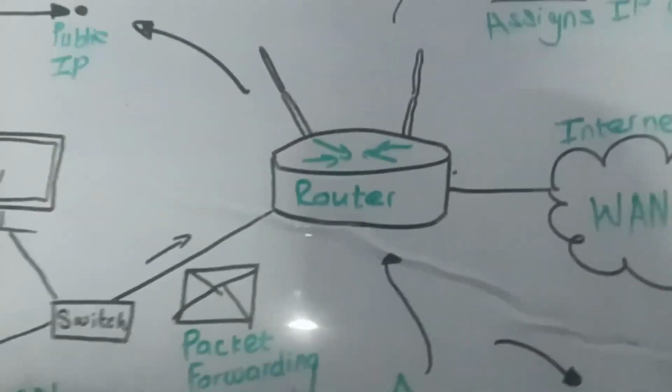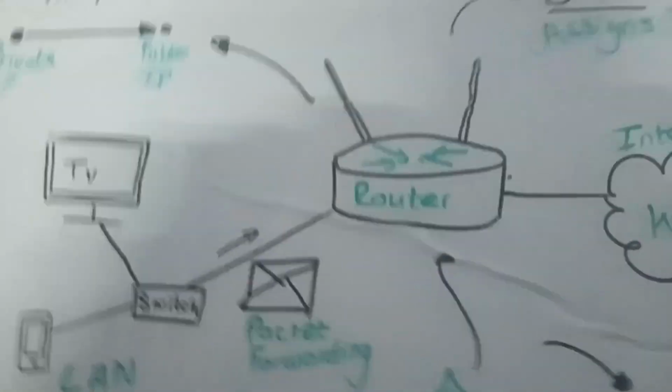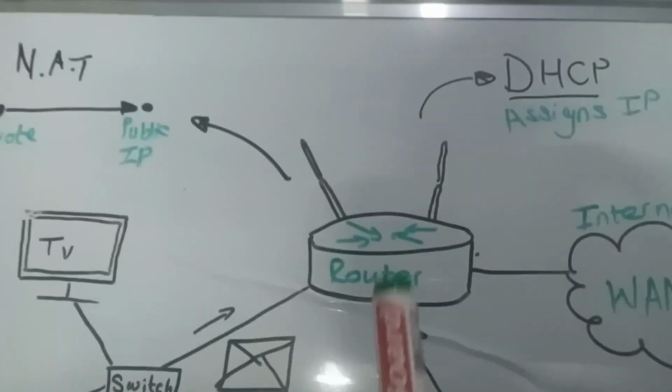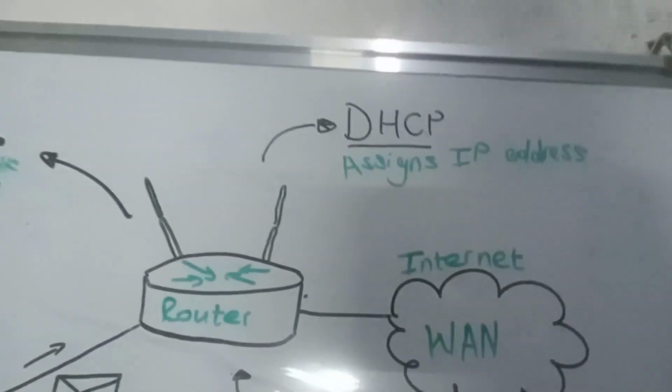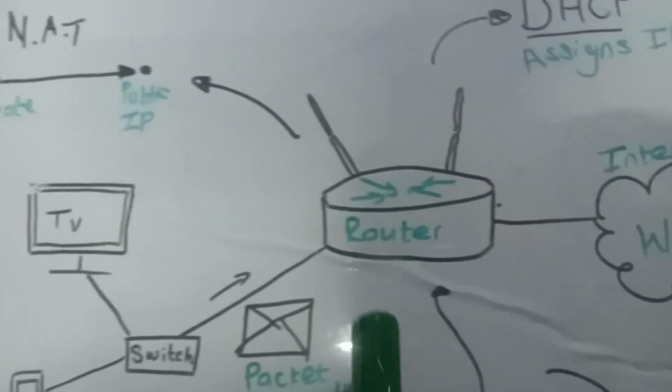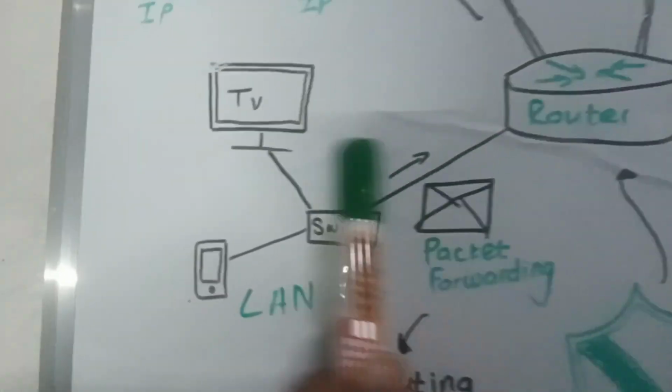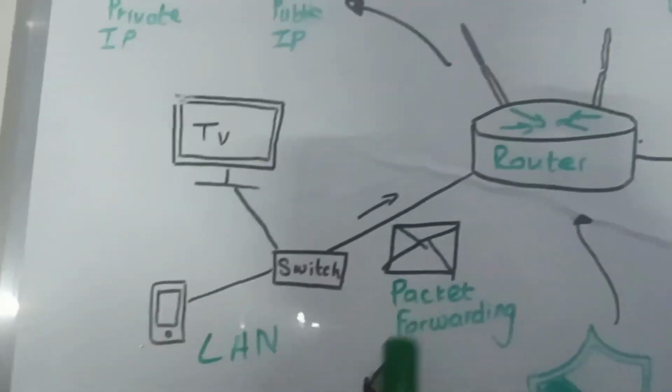So this is what a router is supposed to do. Now, a router has different functions and it's very important to understand each function. The first function of a router, as we know, is the Dynamic Host Configuration Protocol, meaning a router is responsible for assigning IP addresses to every device that is connected to it.